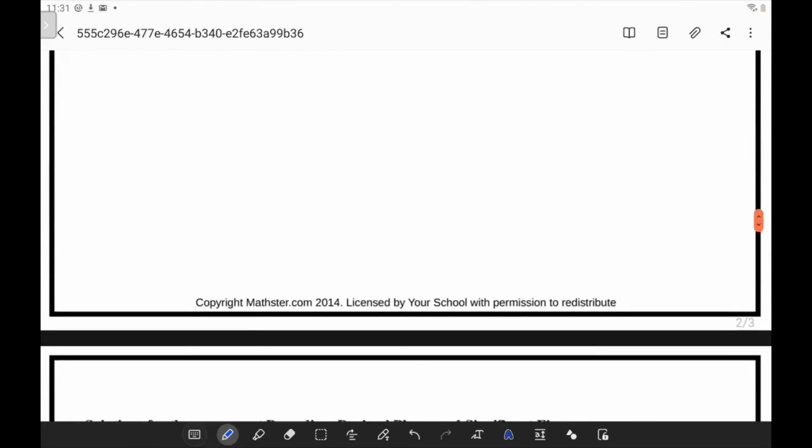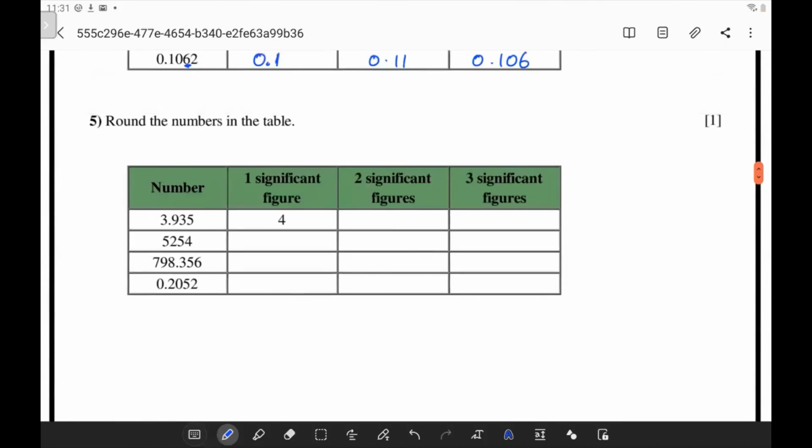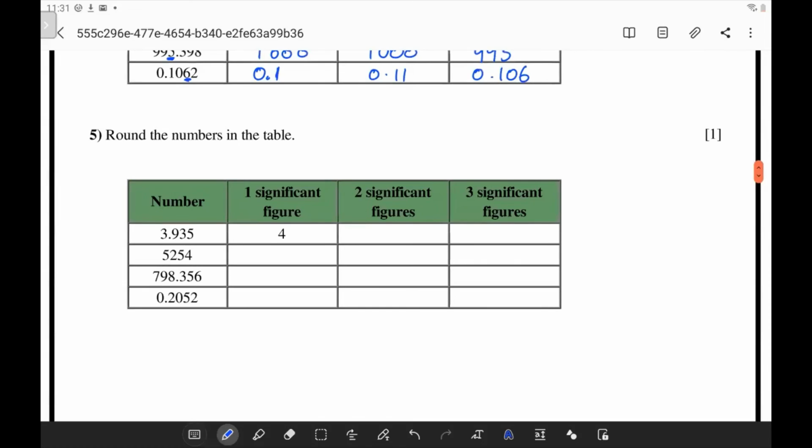And finally, the last one we will take a look at today. I don't want to show you the solutions. So one significant figure, two significant figures, and three. I will leave this as an exercise for you all, and we will call it the class for today.